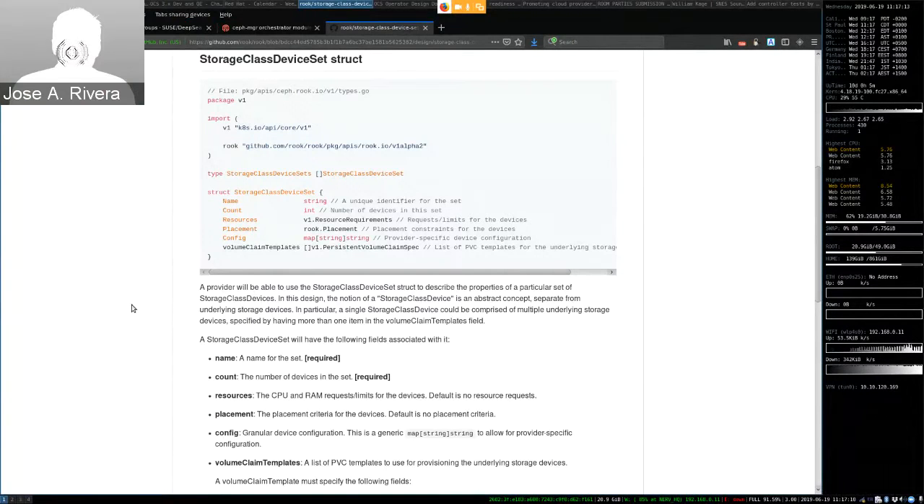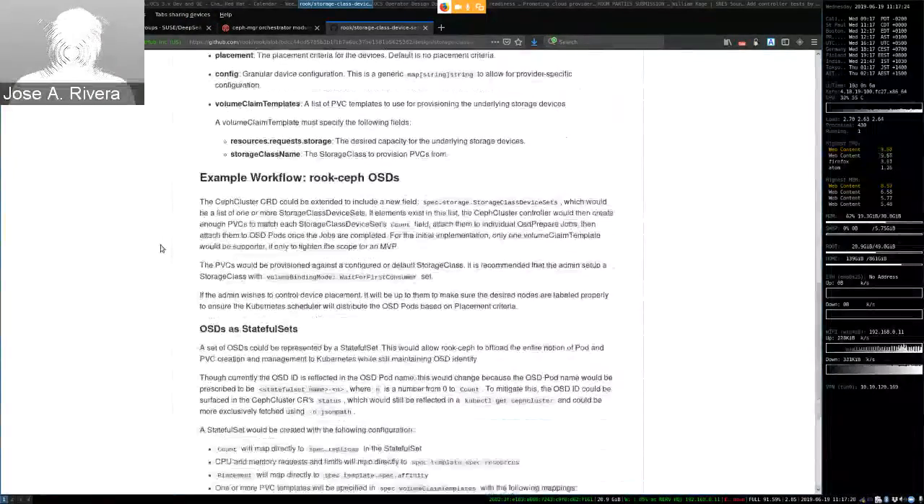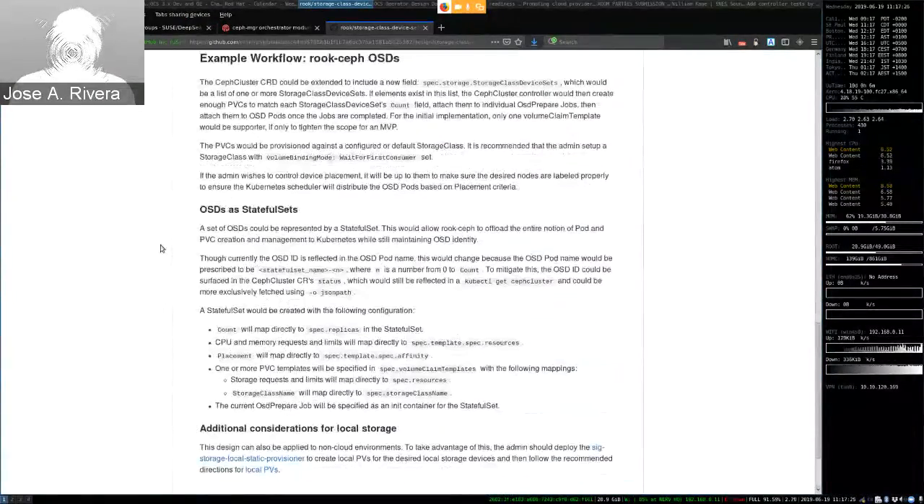All right. So that covers just the struct of the storage class device set. Then we get into actual implementation of how this gets done. And here's where we have another major point of contention. Currently, as I understand it, OSD pods are managed by single replica deployments. I am proposing to introduce a notion of OSDs managed by stateful sets.